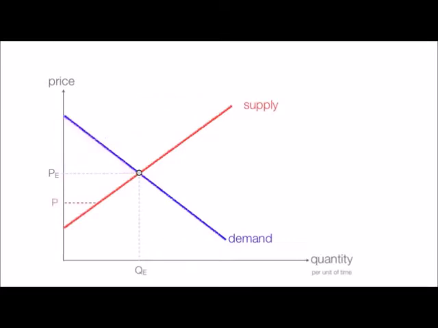The same is true with suppliers. Many suppliers are willing to take a lower price, but they don't have to because they can take the equilibrium price, which is higher. So they benefit. The area below the price and above the supply curve is known as the producer surplus.